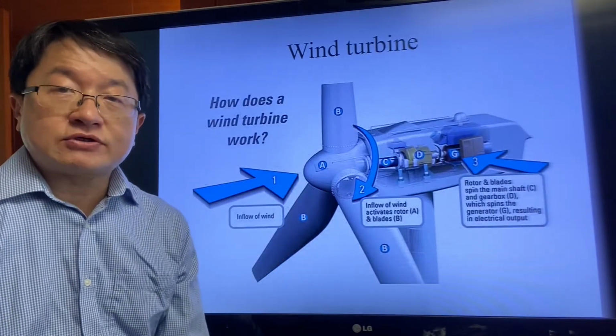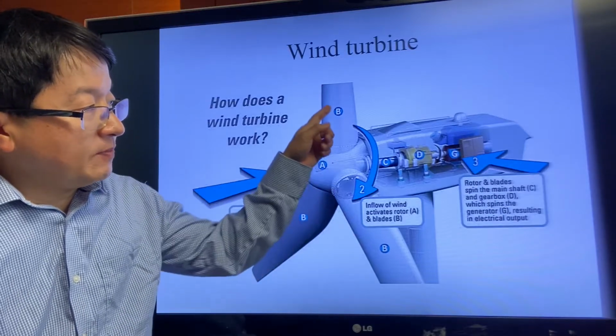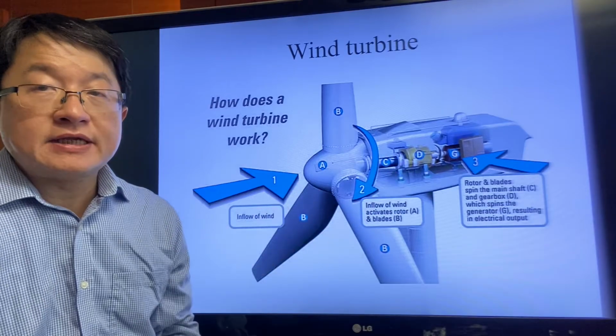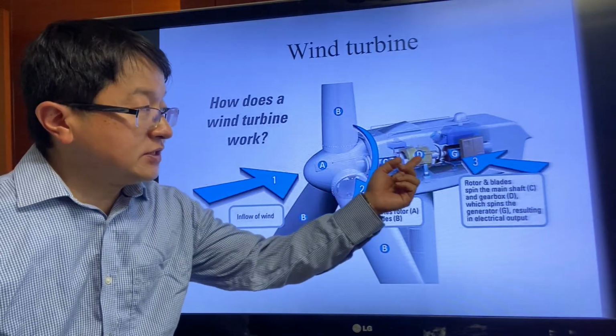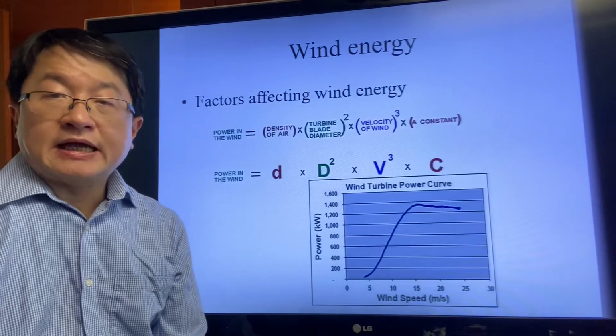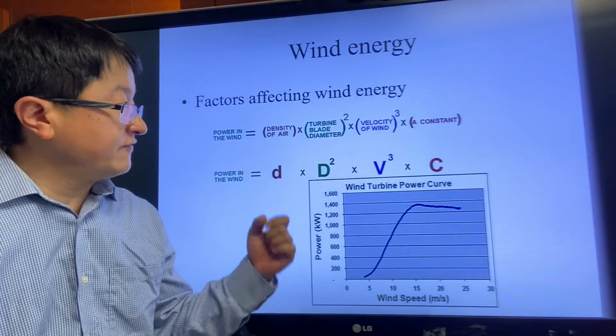So this is the basic structure of a wind turbine. There is a wind turbine blade, and inside the wind turbine there are some gears, motors, and generators. And the wind energy that we can harvest from wind is given by this equation.